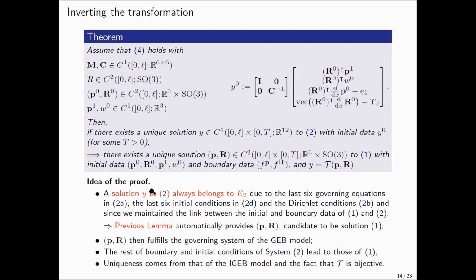How to do that? You can see that any solution to system 2 is in fact always in the set E2. And then you can use this lemma, which will give you automatically a candidate PR, which would be a solution to the second order system, the first system. And we can use the remaining governing equations of the iJeb system and the remaining initial conditions and boundary conditions to get those of the first system.